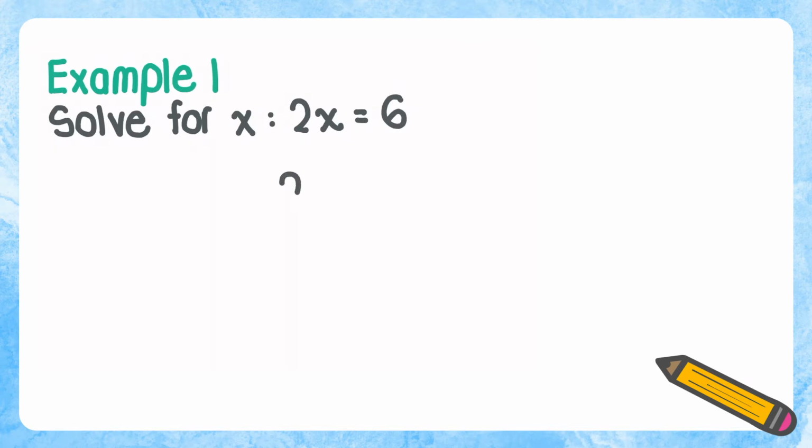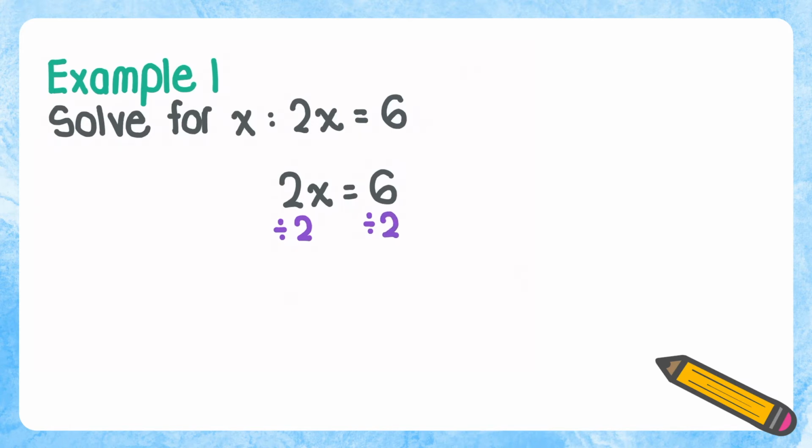So this is going to be our first example. Solve for x when 2x equals 6. Alright, so I have 2x equals 6. That's the same thing as 2 times x equals 6. So I want to somehow get rid of that 2 that's right in front of the x. So think about what is the opposite of multiplication? Division. So we are going to divide by 2 on both sides.